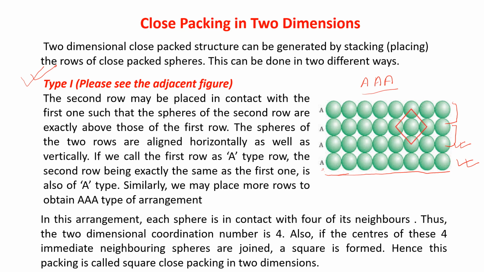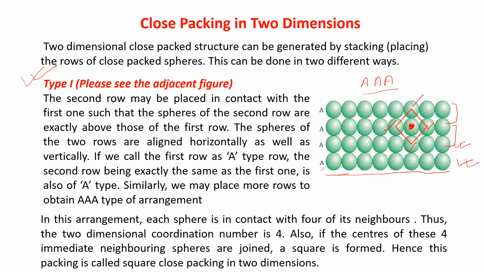If the arrangement is like that, now take any one atom from here. Let me take this atom. You can see in the figure, this atom is surrounded by 4 neighboring atoms. This is 1, this is 1, this is 1, and this is 1. It is touched by 4 atoms.